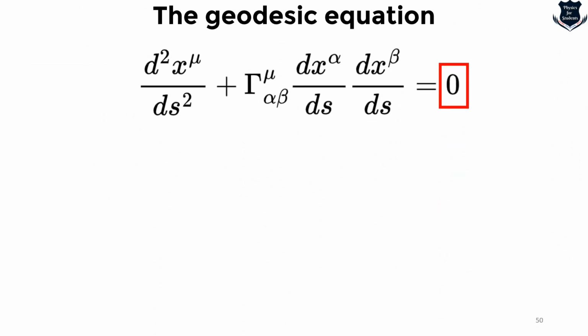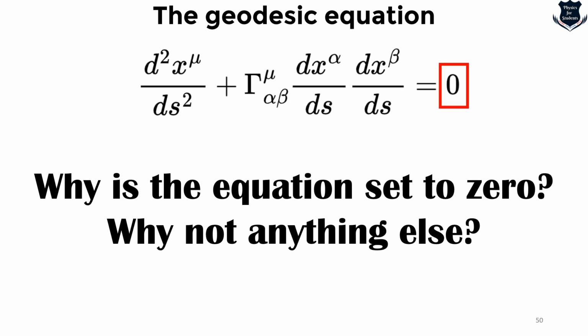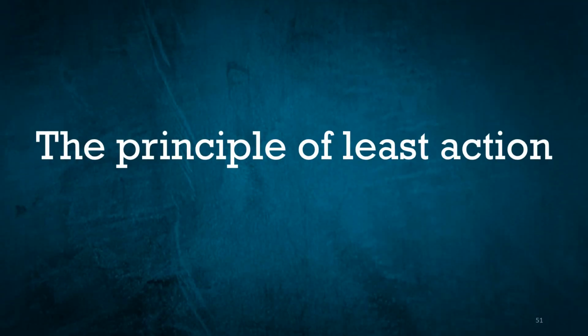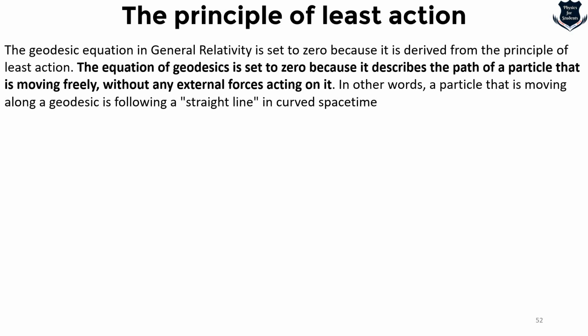There is only one question which is keeping you busy. I can understand that: why have we set the geodesic equation equal to 0? Why is it not 1, 2, 3 or something else? In order to answer this, we need to look into what is called, maybe you already know, the principle of least action.